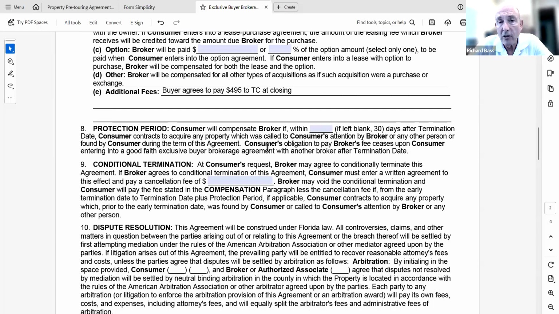Okay. Protection period. This defaults to 30 days if you leave it blank. It's simply saying if within 30 days after the termination of this, the buyer goes and buys a property that we showed them or we notified them about, we're still entitled to our commission.